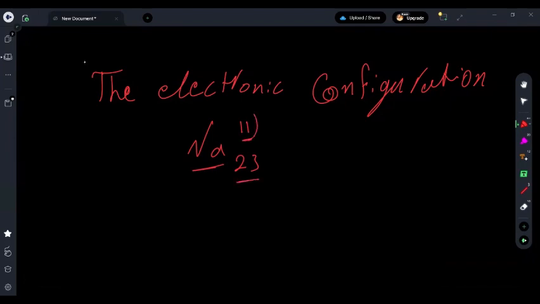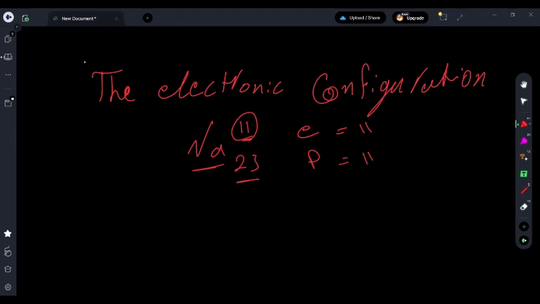What does the atomic number, which is 11, mean exactly? It means the number of electrons and the number of protons. This 11 means that the number of electrons inside the sodium atom is 11, and the number of protons inside the sodium atom also is 11.